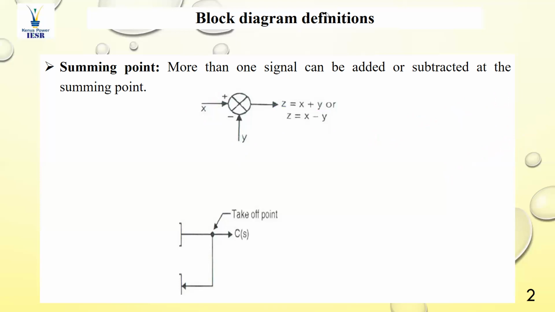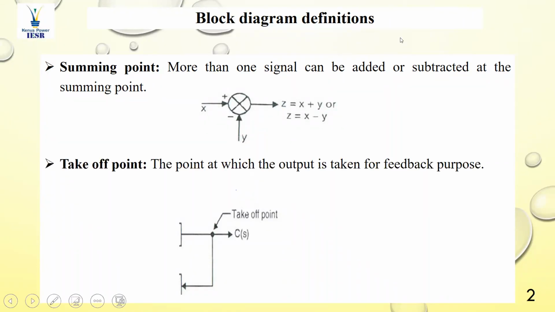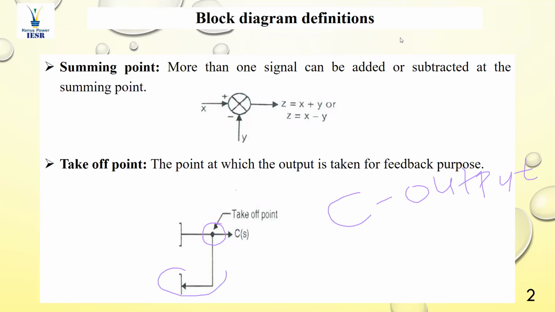The next definition is the takeoff point. The takeoff point is the point at which the output is taken for feedback purposes. This is the takeoff point here, and our output is denoted as C. The dotted part here is the takeoff point, the point at which the output is taken for feedback. The arrow shows the feedback.